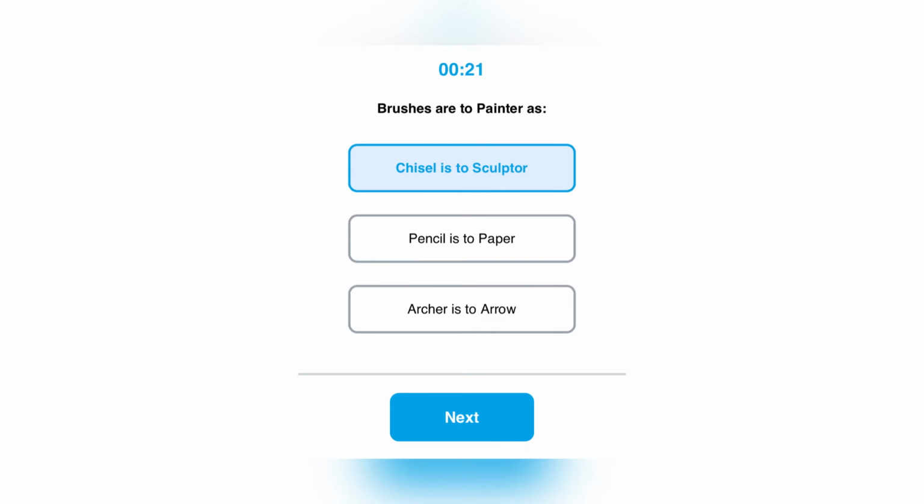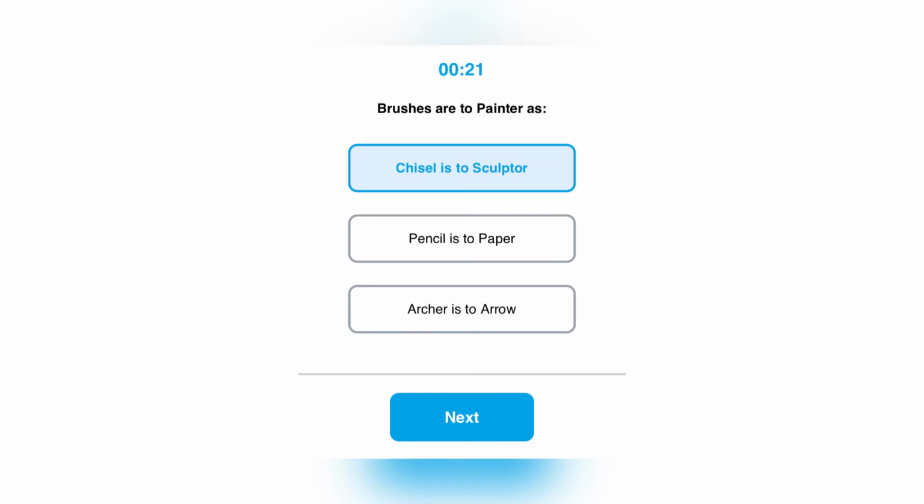All right, and these are kind of fun questions, the analogies. So brush is to painter as what is to what? The best way to answer these questions is to think of a sentence that follows the statement. So brushes are to painter, and then reword that into a sentence and say, painters use brushes, and then take that same sentence structure and apply it to each of the answers, and whichever sounds correct is the right answer.